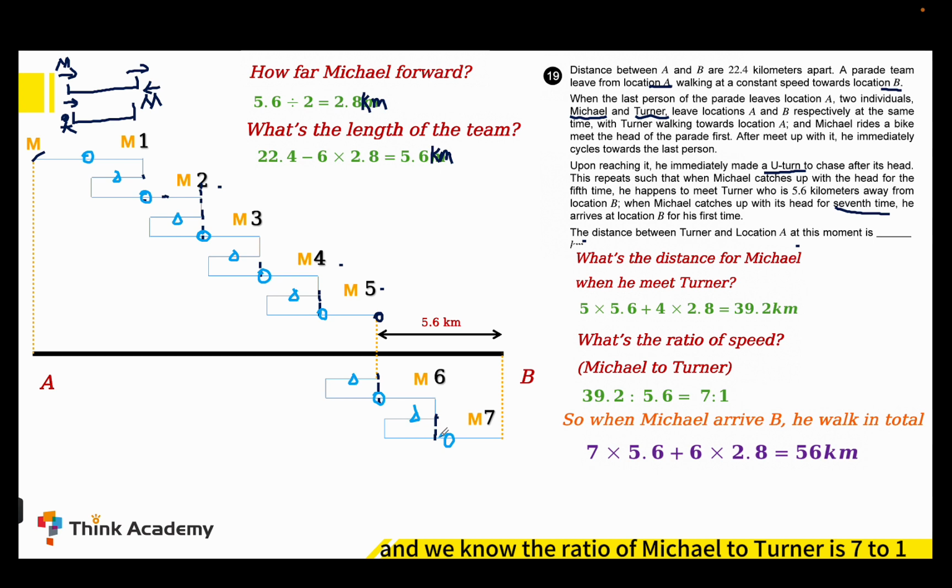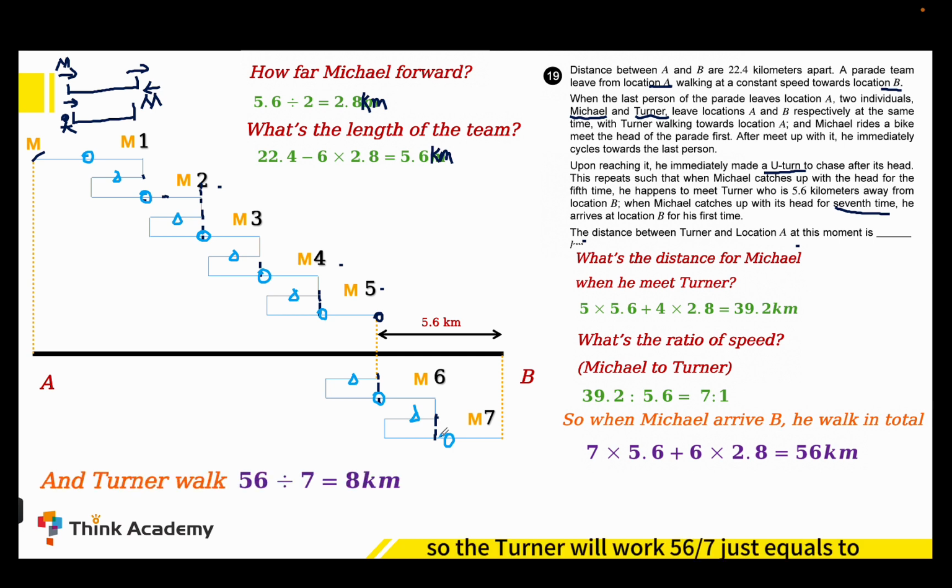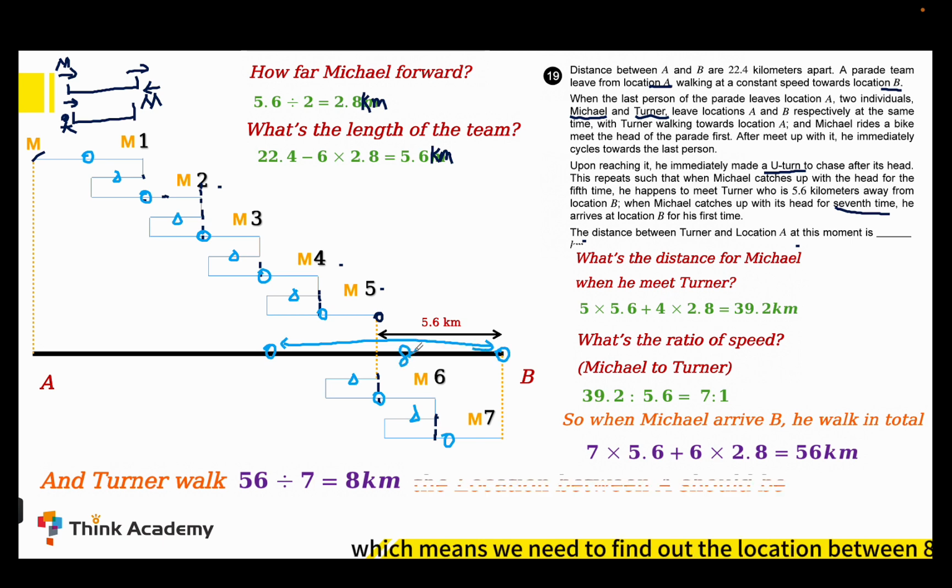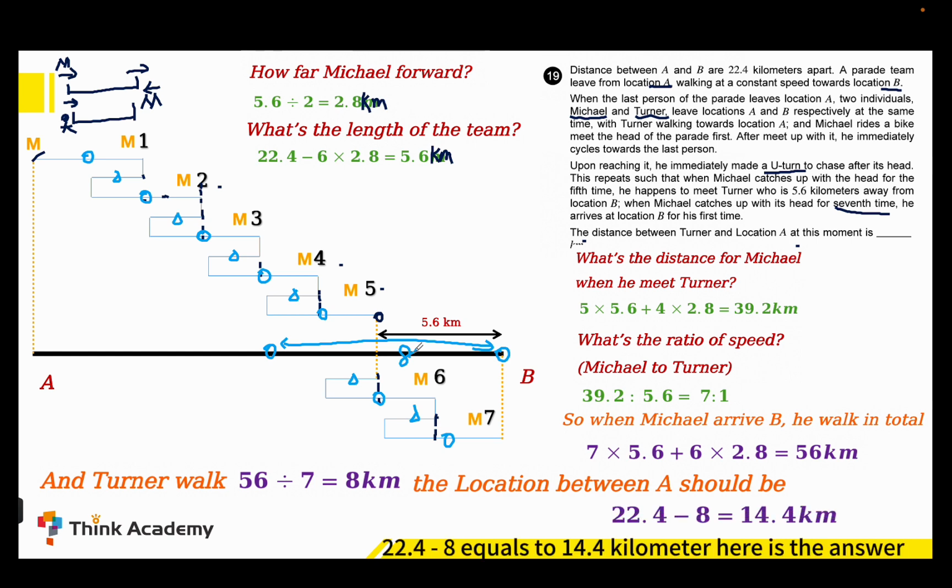And we know the ratio of Michael to Turner is 7 to 1. So how far will Turner run? Remember, the time is the same. So Turner will walk 56 divided by 7, which equals 8 kilometers. So 8 kilometers means Turner, from B to maybe this place, the distance is 8 kilometers, which means we need to find the location between A and Turner's place, right? We just use 22.4 minus 8, which equals 14.4 kilometers.